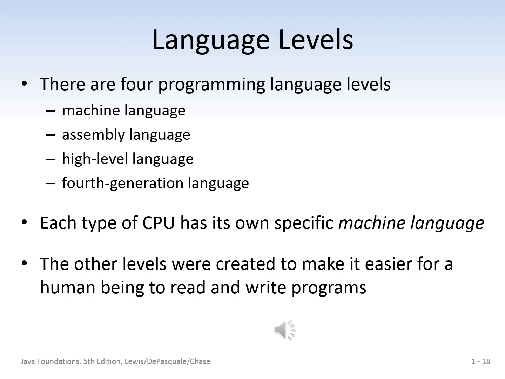There are 4 programming language levels, and we'll discuss them starting from machine language, which is first generation. That is abstraction level 0. That is the actual code that runs through the processor. And each machine language is specific to the CPU and the instruction set architecture.